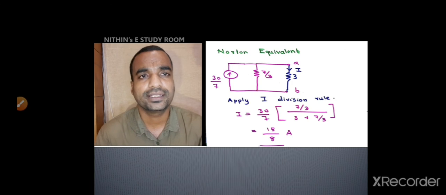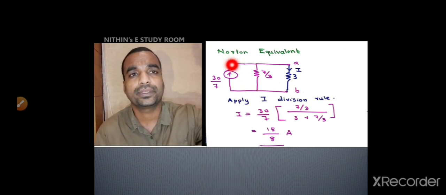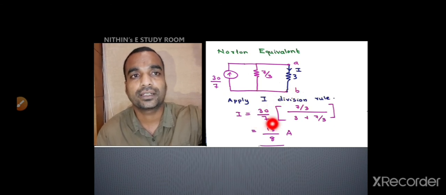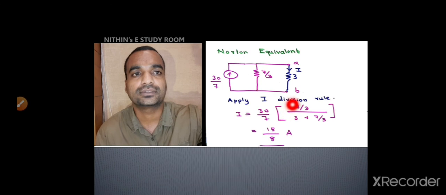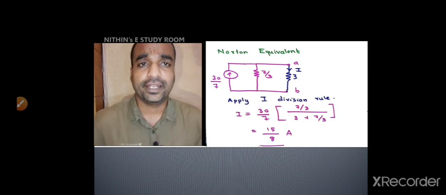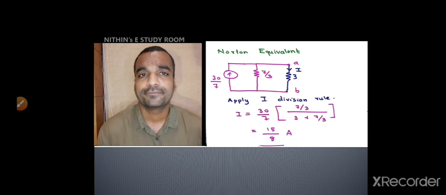Now the Norton equivalent. In the Norton case, there is 30 by 7 ampere, that is the Isc or I Norton obtained, and 7 by 3 is the R Norton. Connect these two in parallel and connect the removed load branch here. You have to find the I value, that is the current passing through the load branch. So apply the current division rule: main current into resistance of the opposite branch, 7 by 3, divided by the total resistance, 3 plus 7 by 3. You will get the same answer, 15 by 8 ampere. So the same question is solved using Norton's theorem and Thevenin's theorem.